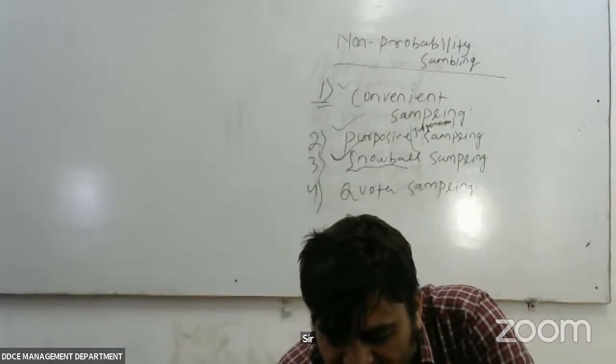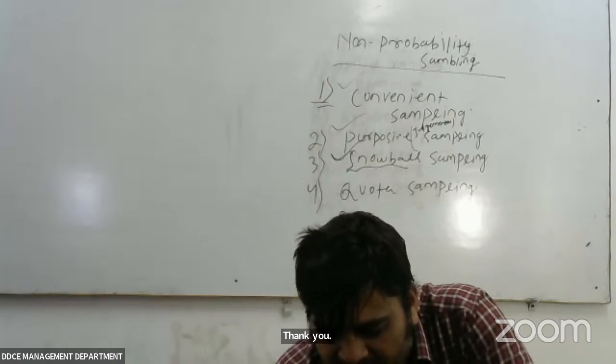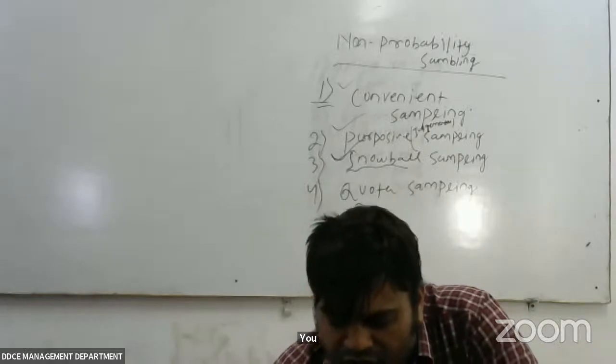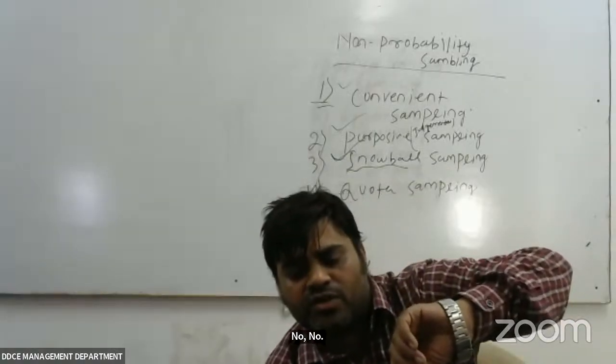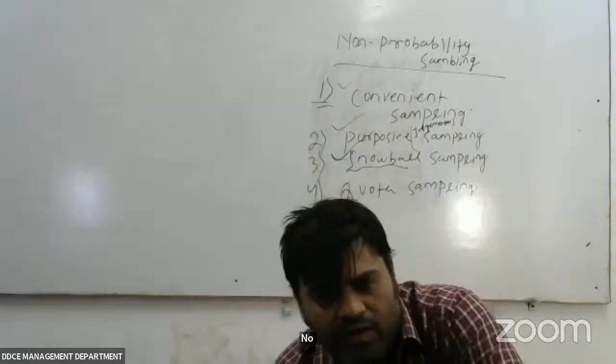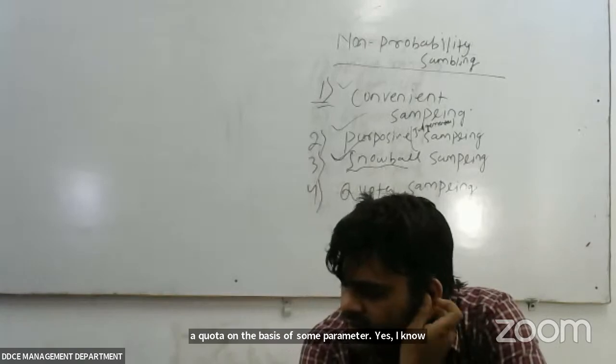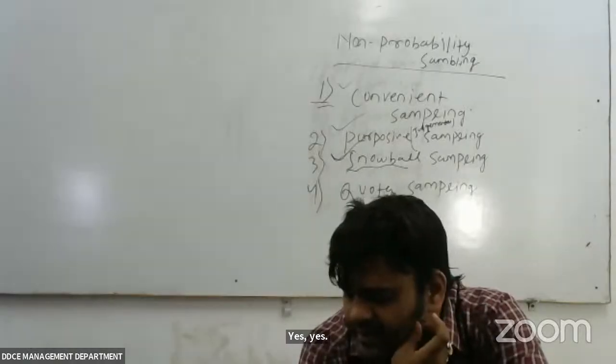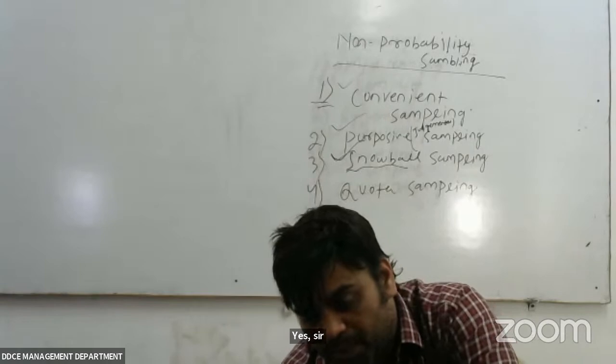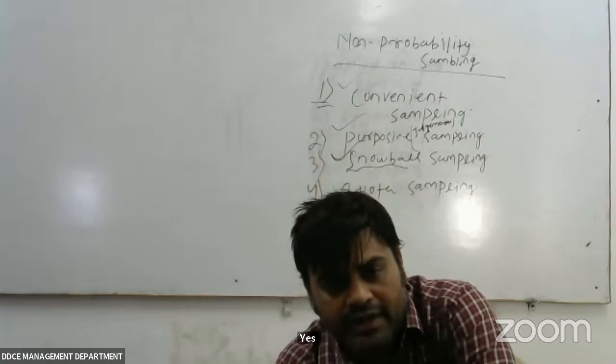Is it random? No, sir, non-random. We have made a quota on the basis of some parameter, and particularly on that quota only we will go and collect the data. This is fully biased, sir. Do you understand? So this is the most important sampling design in a research.